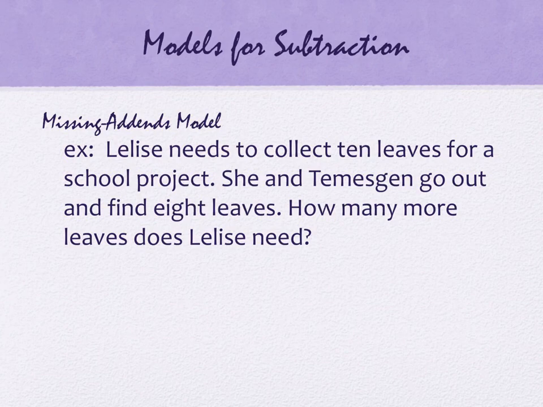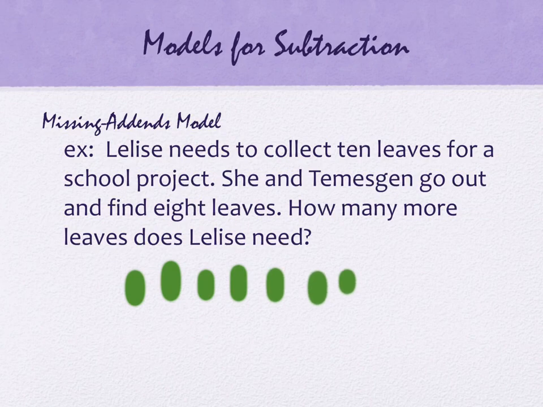With this one, what I'm going to do is draw what I have, which is my 8 leaves. Great leaves. And I'm missing some, right? I need some more. And how many more I need will actually end up making the total 10. So these are the ones that I'm going to add in that I need to still go find. And the answer is these ones that are in sort of this dotted look at the end. So I need 2 more leaves.